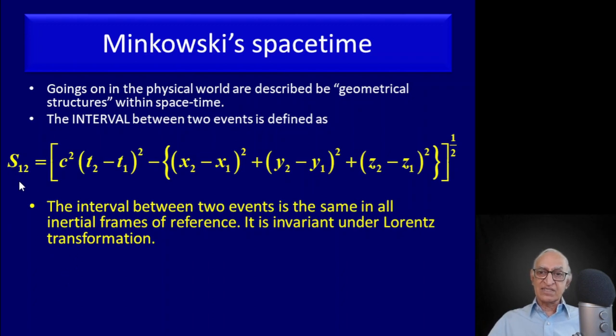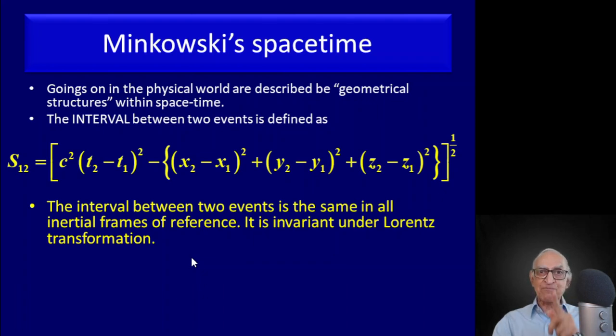Now, Minkowski asserted that this interval between two events is the same in all inertial frames of reference. It is invariant under Lorentz transformations that take you from one inertial frame to another. That is because Hermann Minkowski showed, and this is something that Einstein had certainly not appreciated, that Lorentz transformation is merely a rotation in his space-time. And since the distance between two points remains invariant under the rotation of the coordinate system, if I have two coordinates, x and y, and two points, a and b, and I rotate the coordinate system, the distance between point a and b remains invariant. And since Lorentz transformations are mere rotations in Minkowski's space-time, the interval between two events remains invariant under Lorentz transformation. So all inertial observers will agree on this.